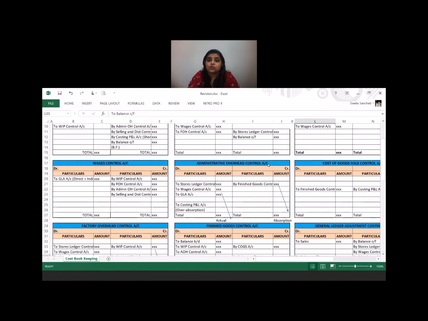The second thing is, why do we call them control accounts? Because cost accounts we prepare for the sake of cost control. That is why all the accounts which we prepare under costing records, under our cost bookkeeping, are known as control accounts.